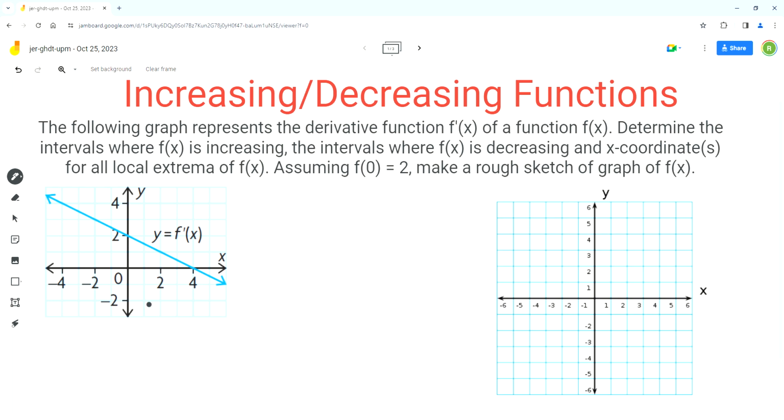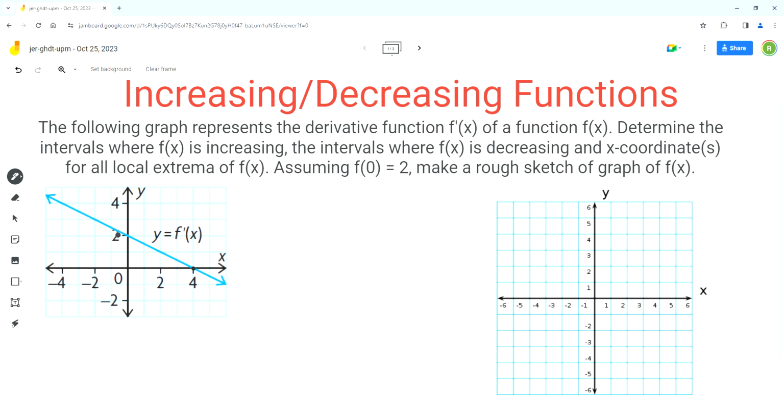So we are given this graph of f'(x), and we have to use this graph to graph the function f(x). So first let's analyze the given graph for f'(x). As per the graph, f'(x) is a straight line which crosses the x-axis at 4. Now to the left side of this x-intercept, f'(x) is a positive value because the graph is above the x-axis.